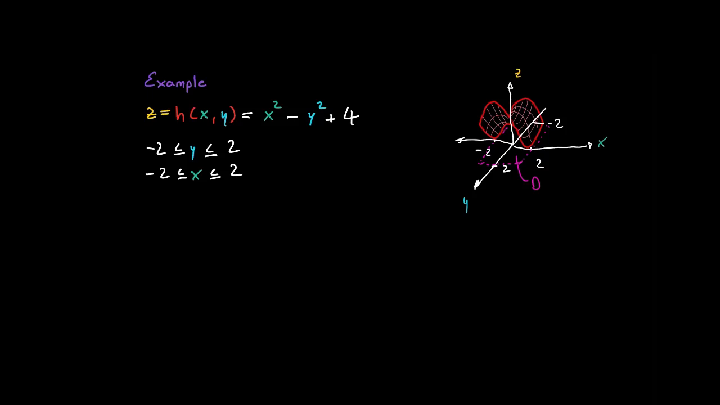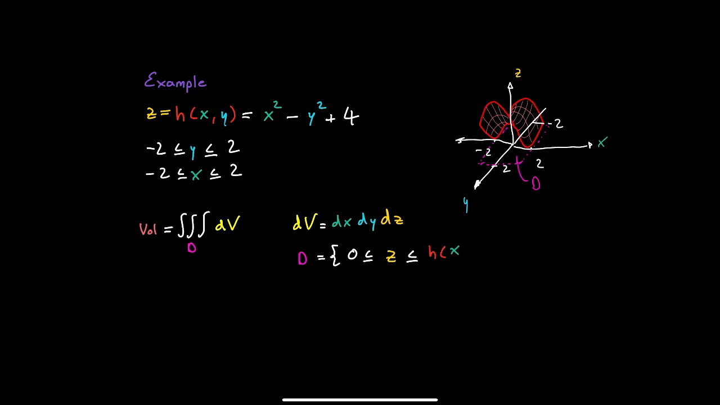Perfect. Now, as we learned before, we can express the volume as a triple integral over the region D. Volume equals the triple integral over D of dV, where dV equals dx dy dz. For z, the upper limit is given by our function h of x and y, which equals x squared minus y squared plus 4, and the lower limit is just the xy plane, so z equals 0. This gives us 0 is less than or equal to z, which is less than or equal to h of x and y. For the square region in the xy plane, the bounds for y are -2 is less than or equal to y, which is less than or equal to 2. And for x, it's also -2 is less than or equal to x, which is less than or equal to 2.